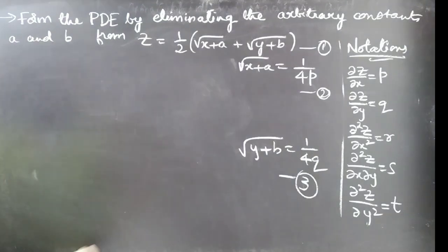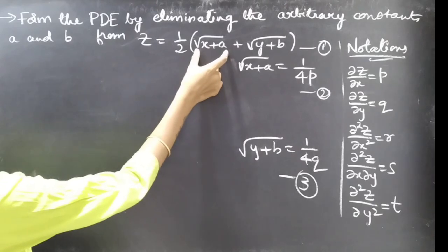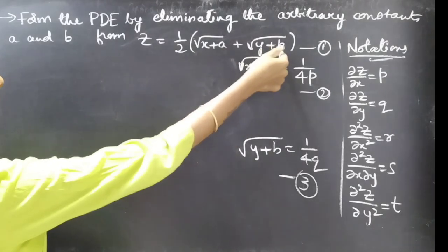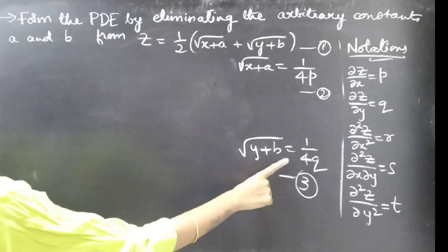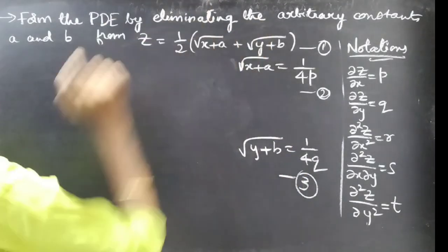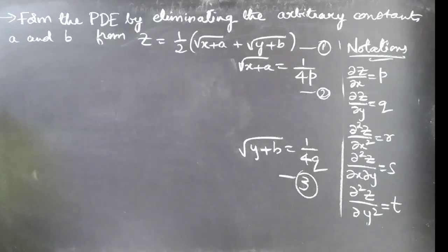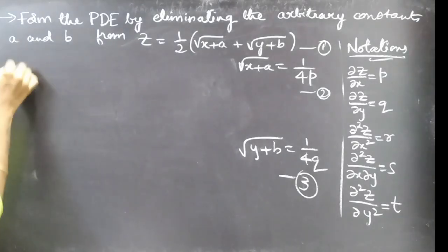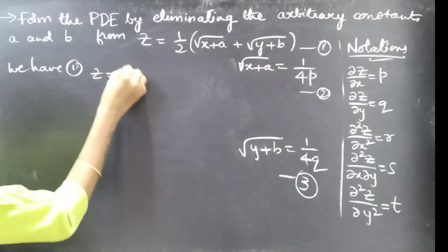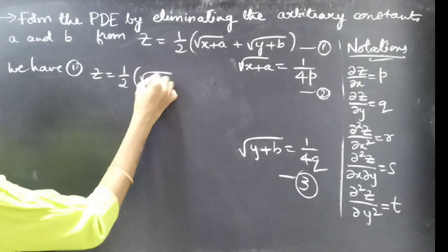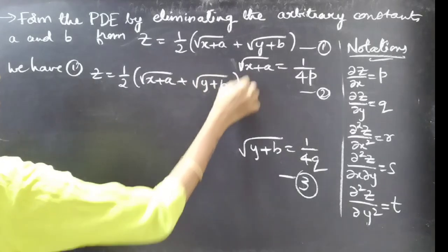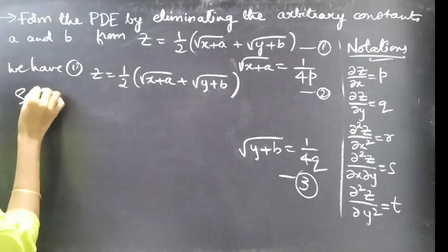Now observe 1, 2 and 3. We can replace square root of x plus a by using 2, and square root of y plus b can be replaced using 3, so that the arbitrary constants a and b get eliminated, right? So let's substitute 2 and 3 in 1. We have z equal to 1 by 2 into square root of x plus a plus square root of y plus b. Substitute 2 and 3 in 1.